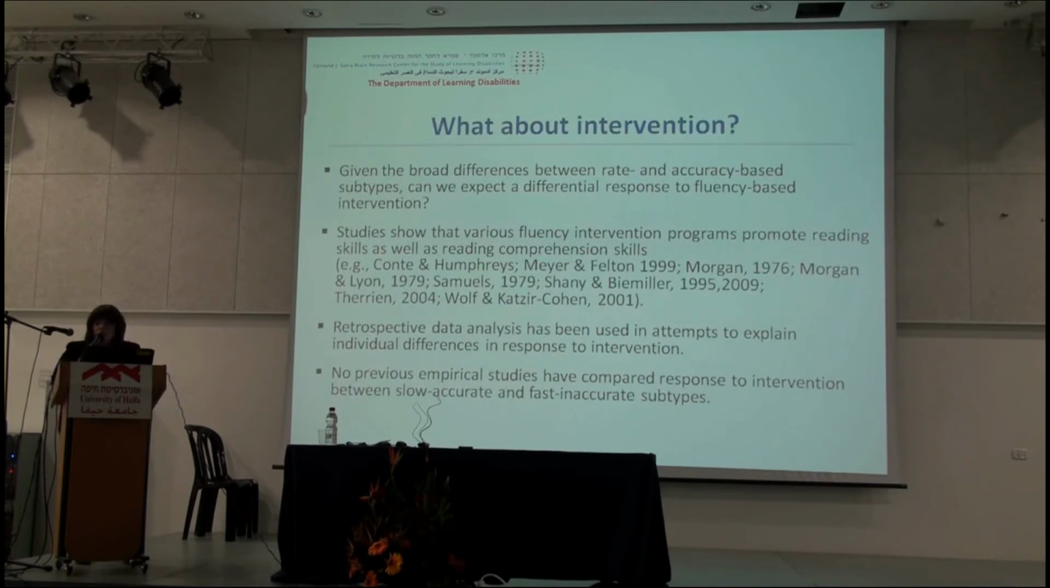So what about intervention? Given the broad differences between rate and accuracy-based subtypes, can we expect a differential response to a fluency-based intervention? Studies show that various fluency intervention programs promote reading skills as well as reading comprehension skills. But retrospective data analysis has been used in an attempt to explain individual differences in response to intervention, but no previous empirical studies have compared response to intervention between these two specific dissociative groups of slow accurate and fast inaccurate subtypes, or what you call in Finland, hasty and hesitant.